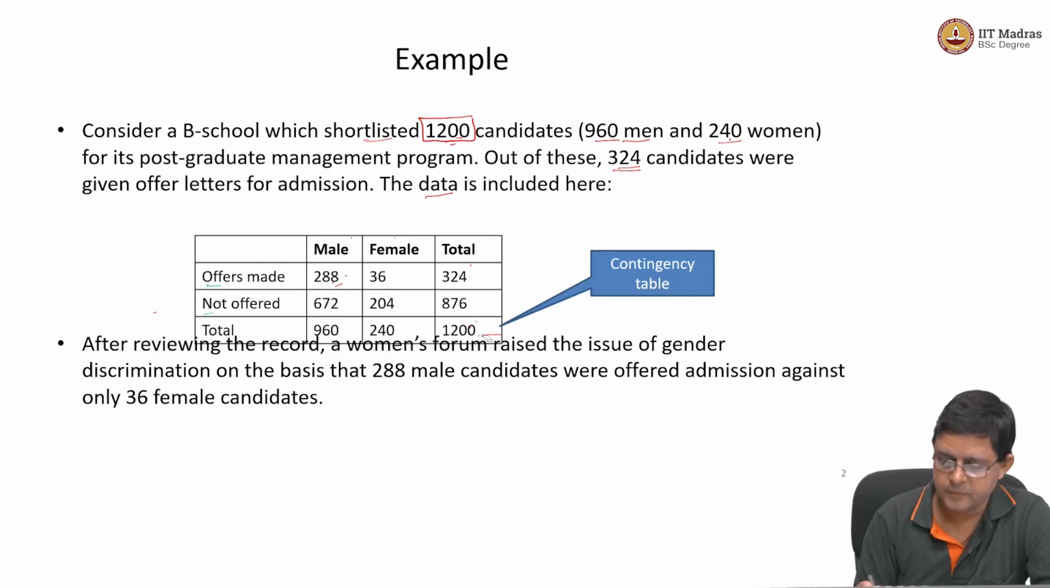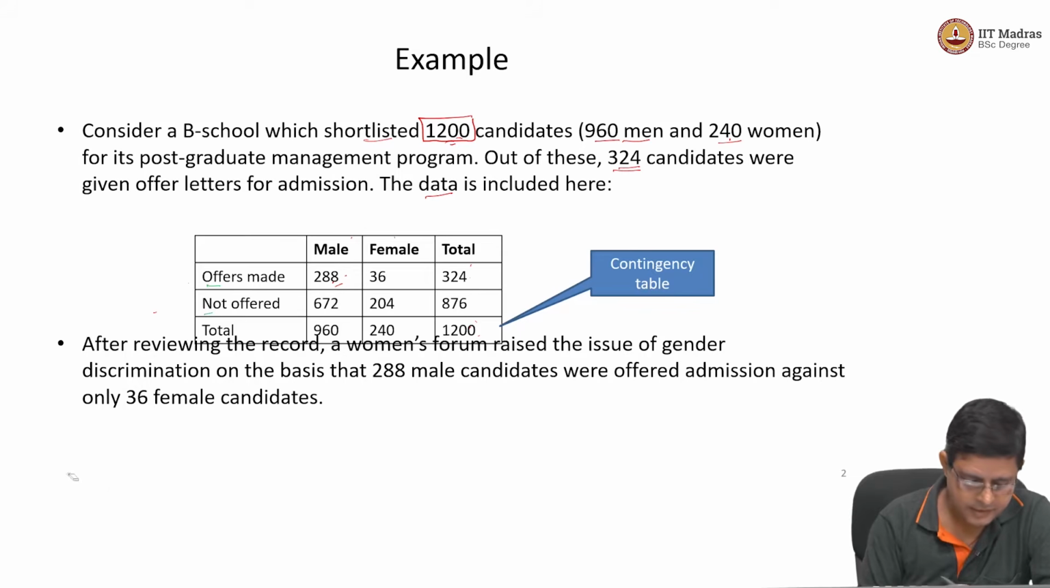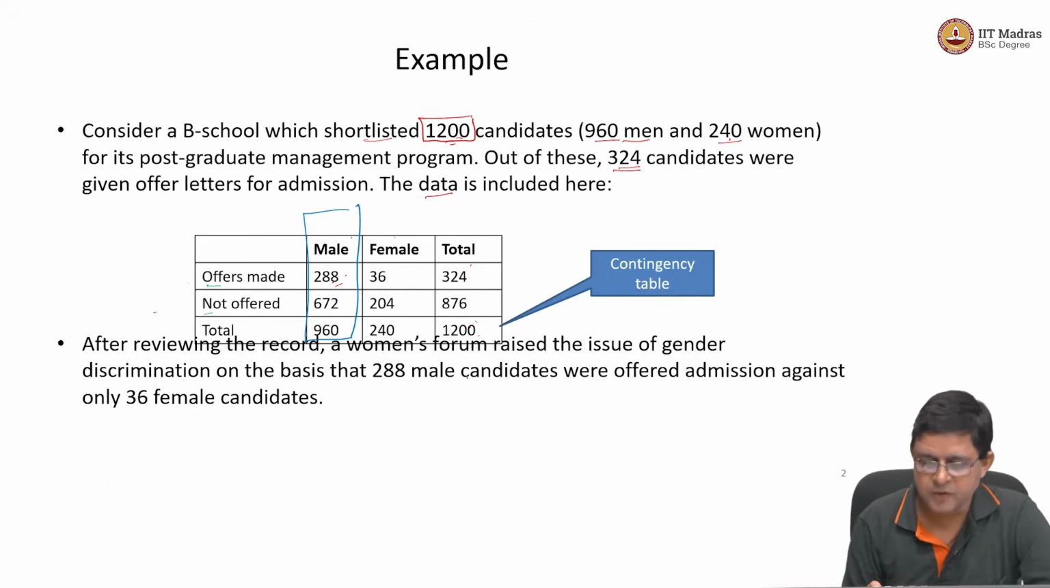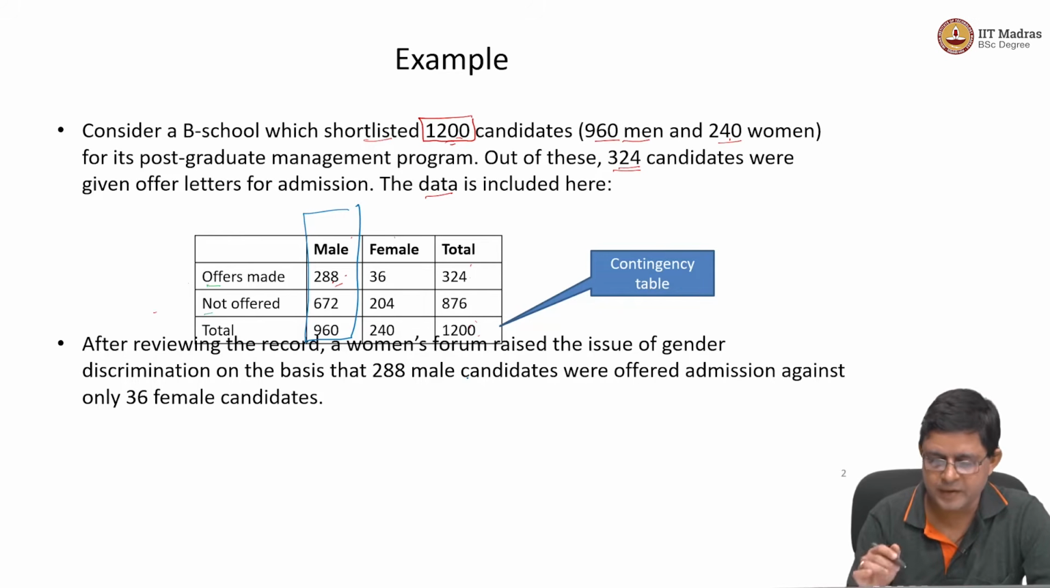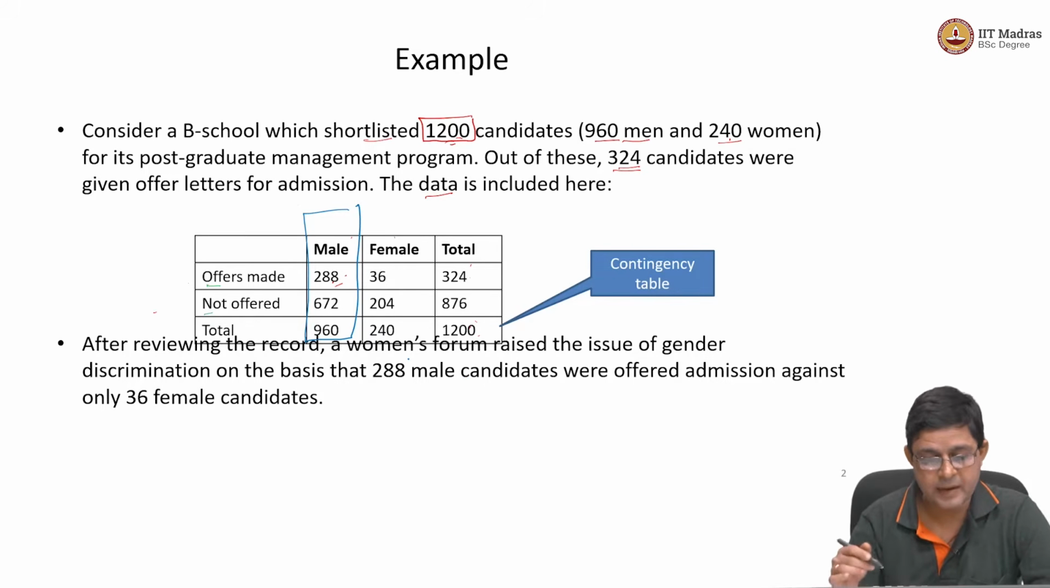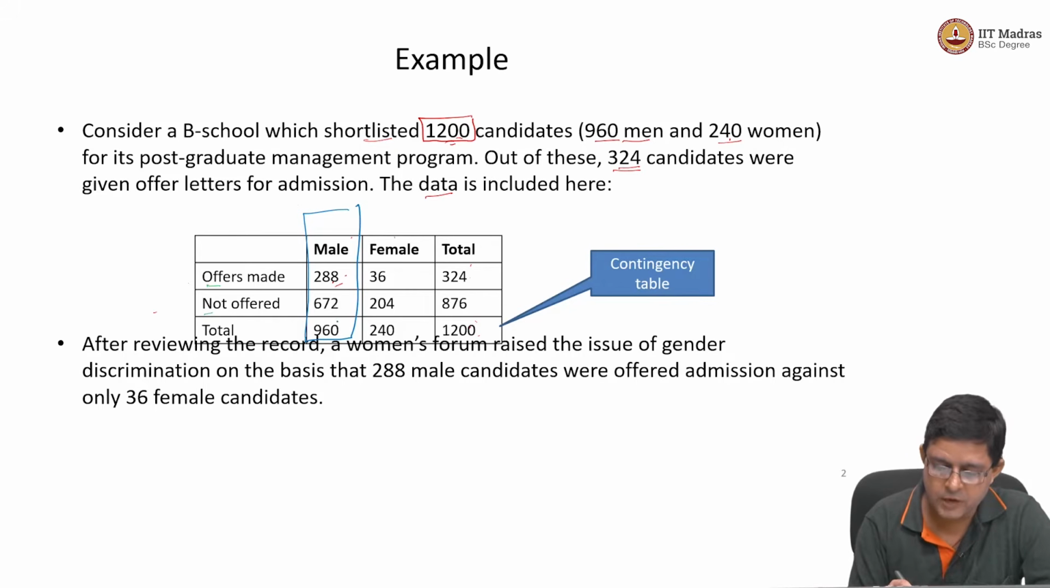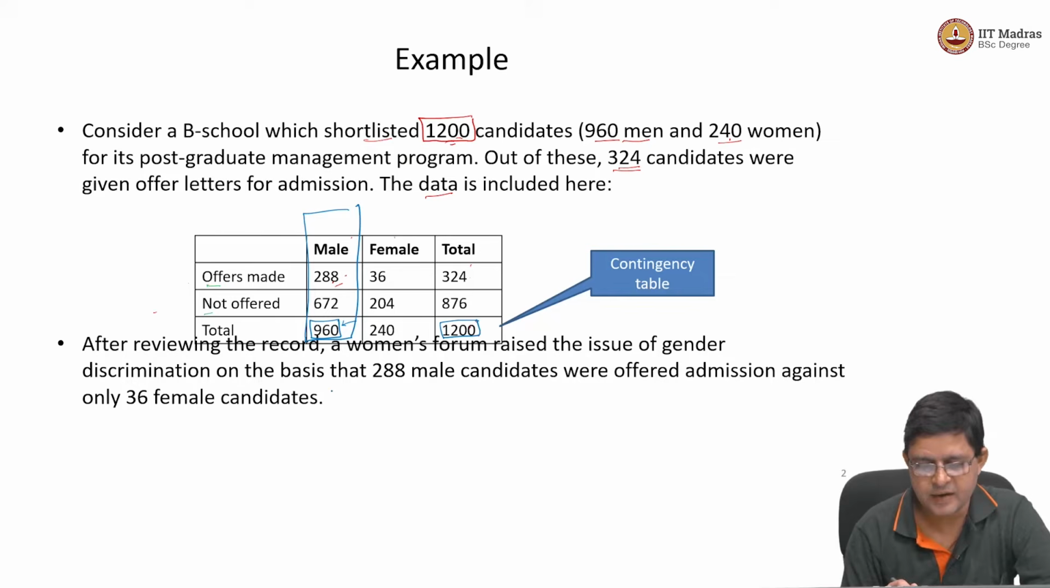Now, we are interested only in this column. Why are we interested only in this column? Because we are saying event M has already taken place. We already know that the candidate we are talking about is a male candidate. So, the candidate can only be one out of the 960. We are not talking about the entire sample size of 1200. We are now restricting ourselves to only one of these 960 candidates.